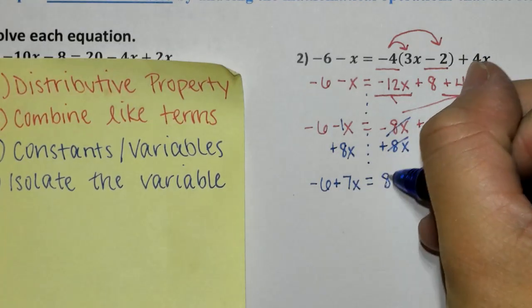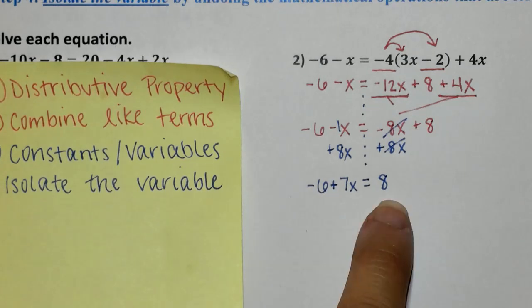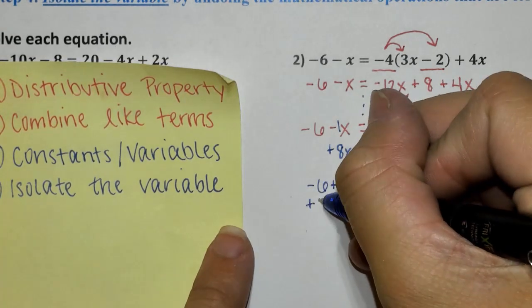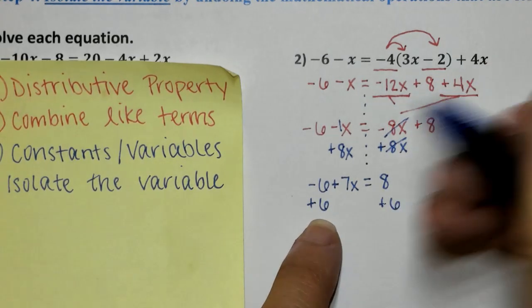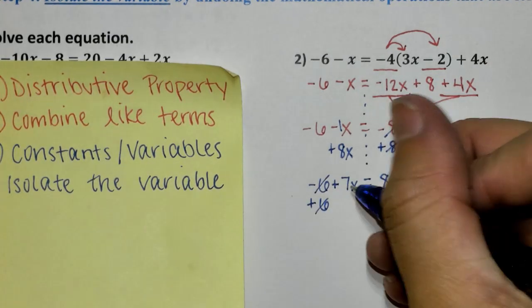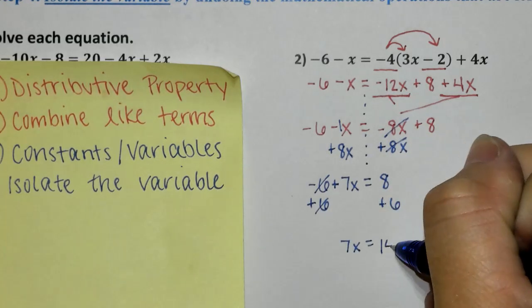I don't have to put the positive sign. Now, my variable term is on the left side. I'm going to get my constant to the right. So instead of messing with my 7x, I leave it there, and I add 6 to both sides. Gets it to cancel on the left side. Bring down my 7x. 8 plus 6 is 14.